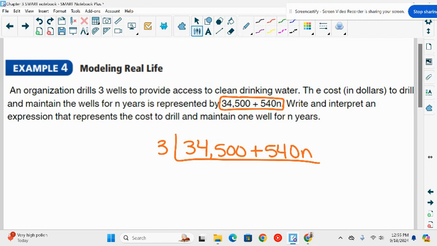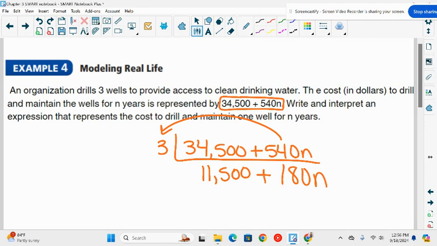So 34,500, a lot of money, divided by 3 is 11,500. That's just to build the well, plus 540 divided by 3 is $180 per year. Now you looked at that and you went, ooh, what a problem. But was that really that difficult?